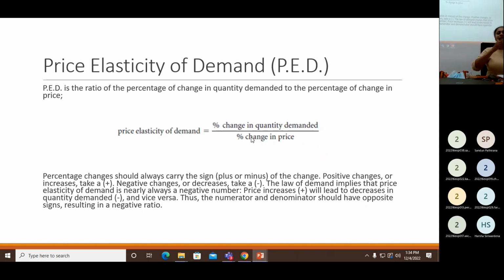So always, price elasticity of demand, when you calculate it, will have a negative sign. Remember that. Even when you're doing calculations, when you're doing questions, don't ever forget to put the negative sign in the PED value. The final PED value you generate will be negative. The reason for that is the negative relationship between price and quantity demanded. That's what this explains.